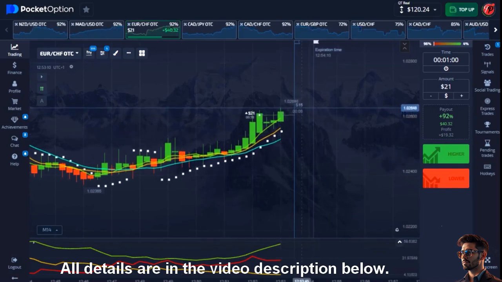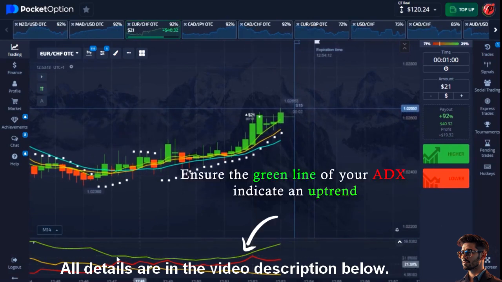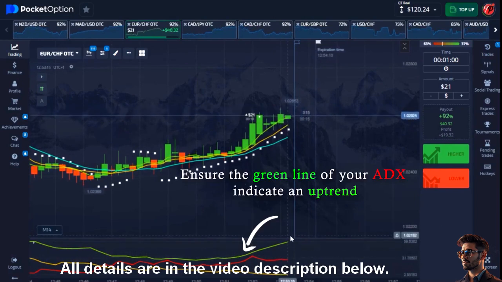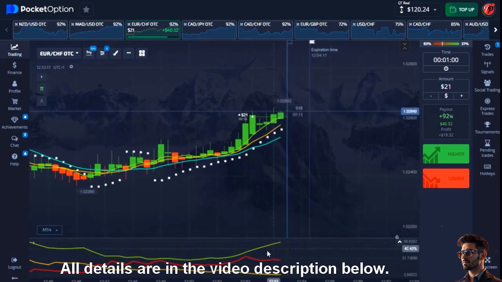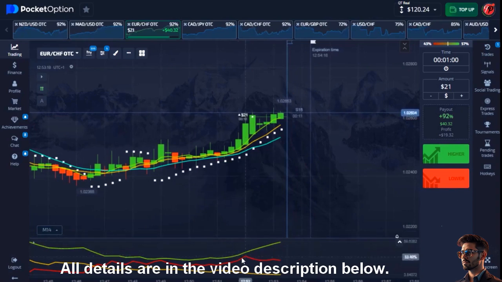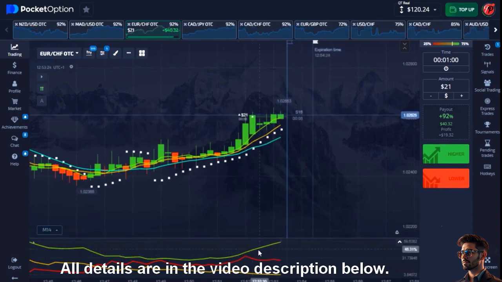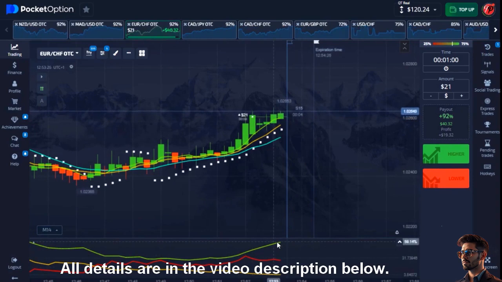On our ADX, it's very important that we have the green line of our ADX indicating an uptrend confirmation. All right, so make sure that you have the line giving you an uptrend confirmation before you enter a trade. It's very important. All right.